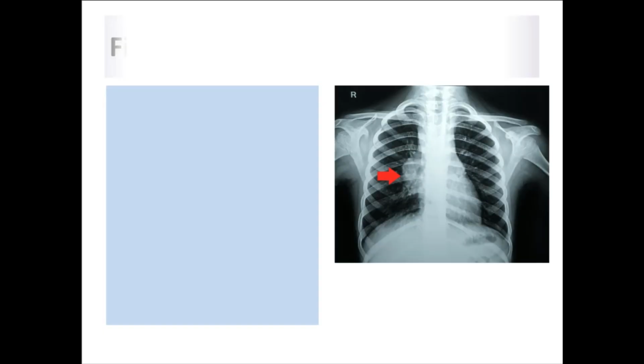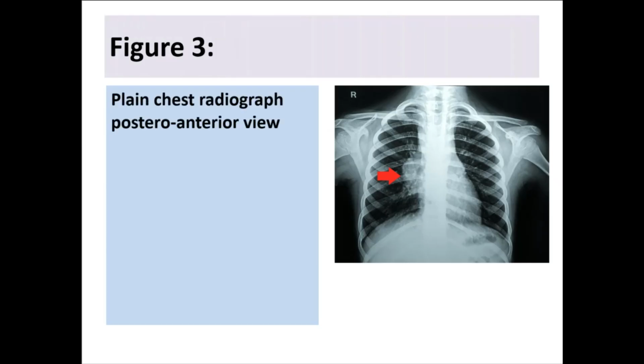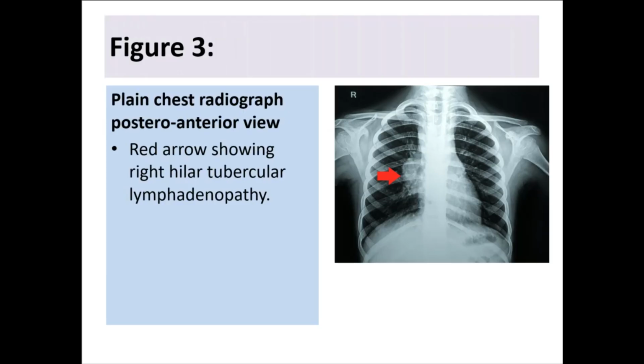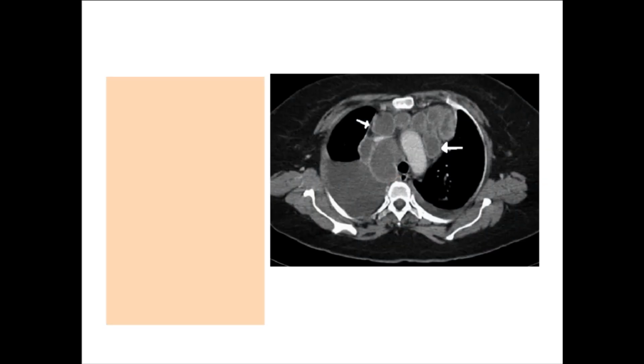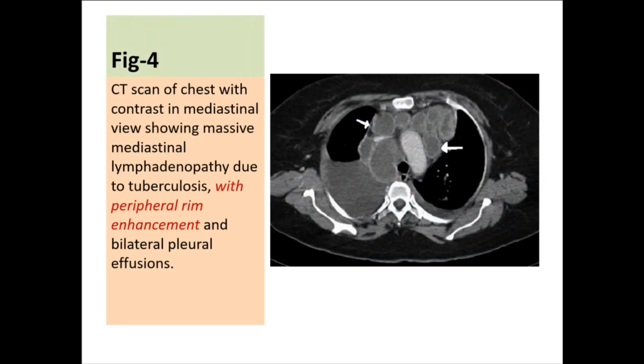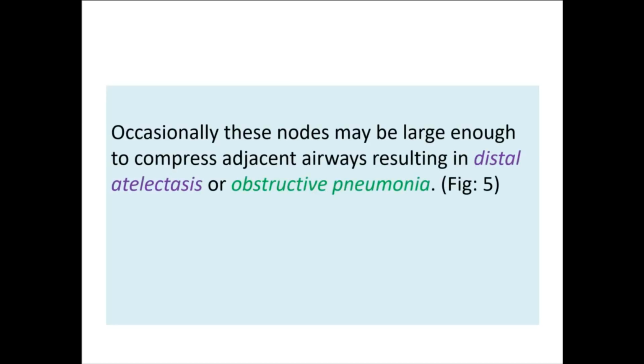Figure 3. Plain chest radiograph, posterior-anterior view. Red arrow showing right hilar tubercular lymphadenopathy. Figure 4. CT scan of chest with contrast in mediastinal view showing massive mediastinal lymphadenopathy due to tuberculosis with peripheral rim enhancement and bilateral pleural effusions. Occasionally, these nodes may be large enough to compress adjacent airways, resulting in distal atelectasis or obstructive pneumonia.